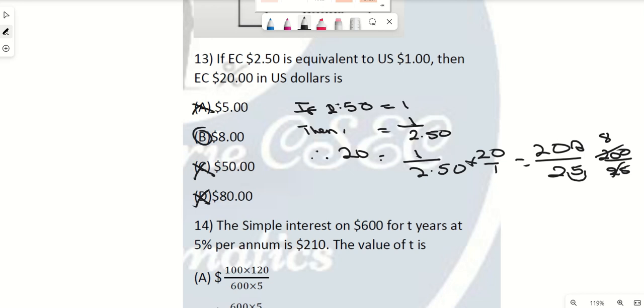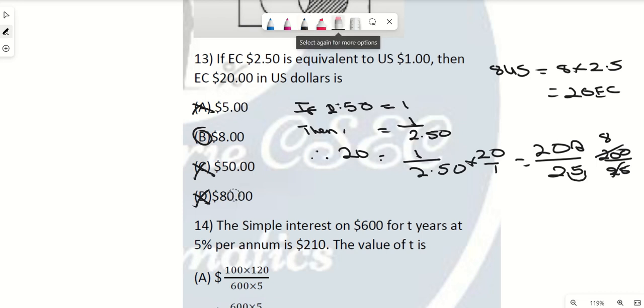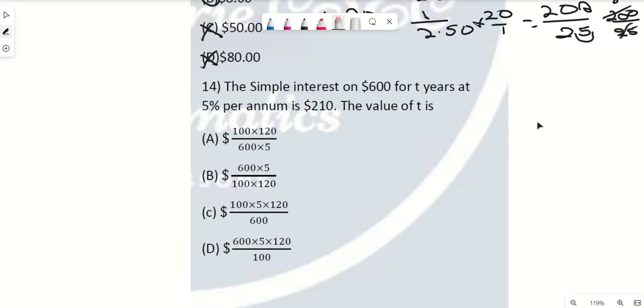Or you could have just used your answers and said 8 US would be 8 multiplied by 2.5, which is equal to 20 EC. You could have used the answers, the options that they give you, to get back this answer. There's more than one way to solve a question, whichever way you're comfortable with.